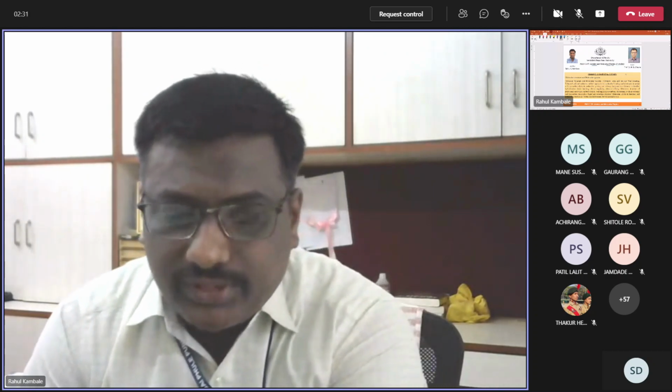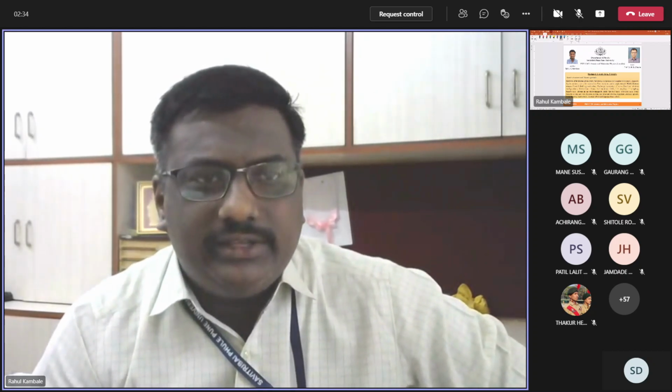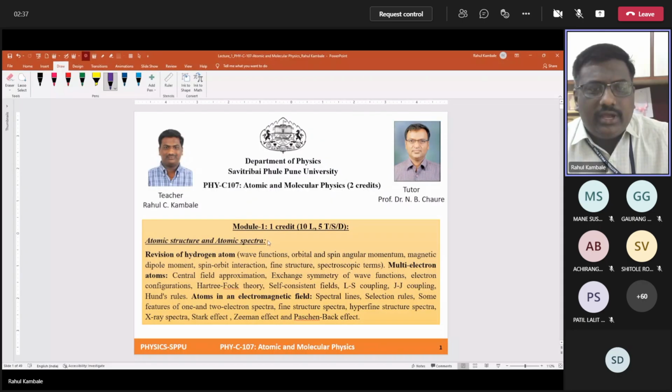Okay, so you can see that the first module is atomic structure and atomic spectra. So this is the module 1, and I can say that most of this part you have already done in your undergraduate. Okay, but in detail insight, we will go for this particular thing. So this first module is divided into some parts. The first part is your revision of hydrogen atom.